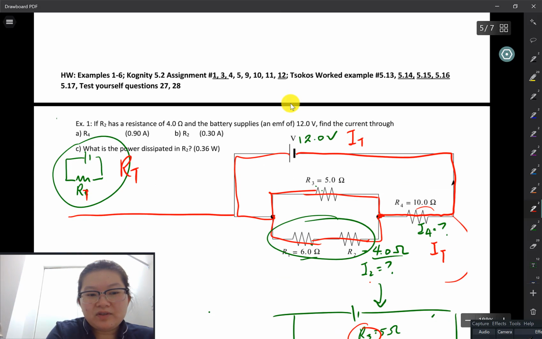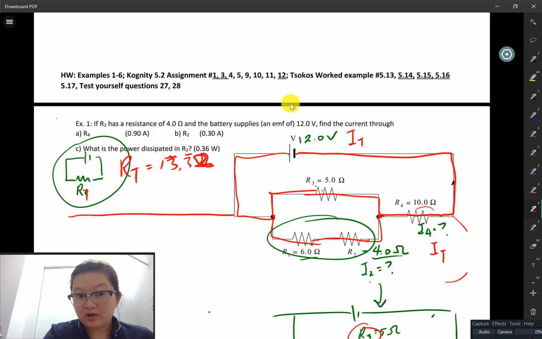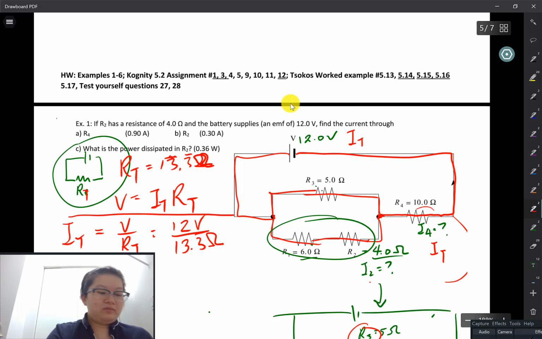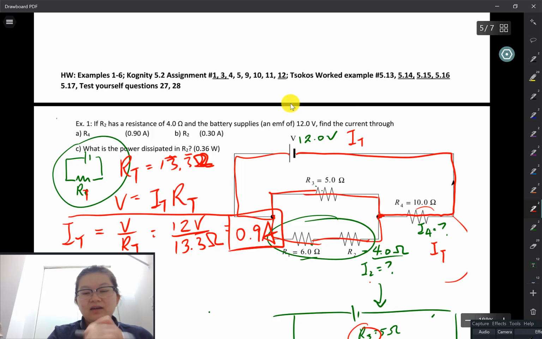So the total equivalent resistance here is 13.3 repeated. Which means if I want to find the total current based off of Ohm's law, I will get I total is V divided by R total, 12 volts over 13.3 ohms. That's 0.9. I get 0.9 amps. Okay, that's important.